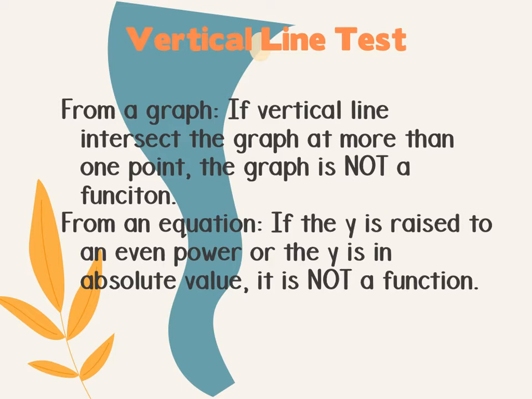Let's try the vertical line test. So 2 more ways to determine if something's a function. So far we looked at a mapping diagram and a list of ordered pairs. We can also determine if something's a function by doing what's called a vertical line test. So if you draw a vertical line anywhere on your graph, if it touches your graph at more than one point, then it's not a function.